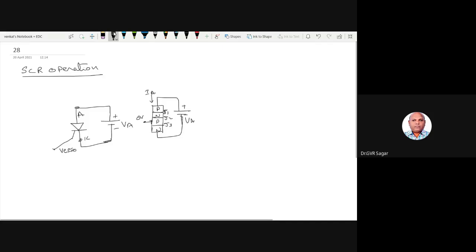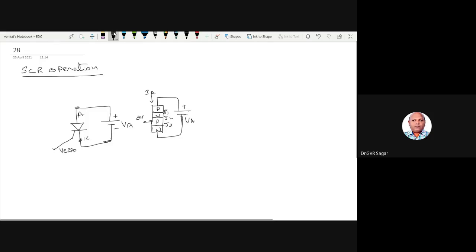At the same time, junction J3 is forward biased, but there is no question of conduction here. It is just connected in forward bias mode, but no particles are diffused here because junction J2 is reverse biased. Between these two, junction J2 is reverse biased, so when junction J2 breaks down, these two junctions will become forward biased.